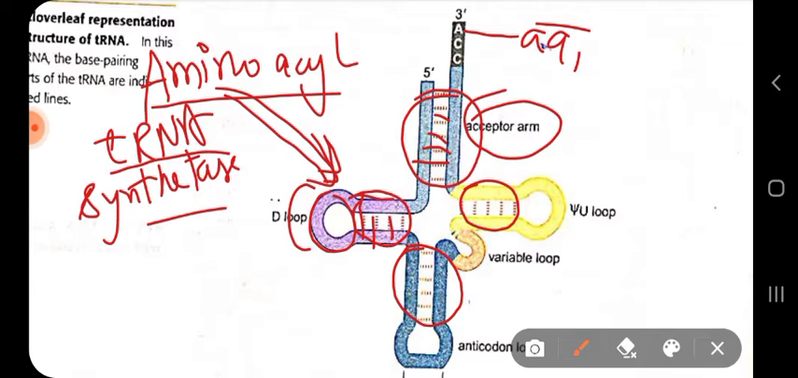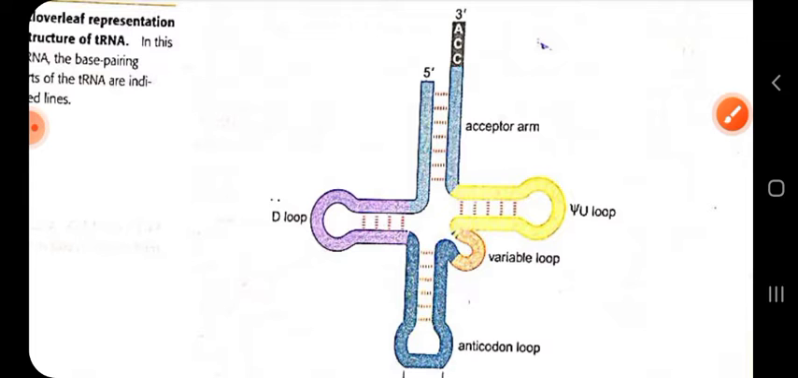We have also seen the T psi U arm. This T psi U arm has a ribosome binding recognition site. That means this region helps the ribosome to recognize the tRNA, bind to that site, and carry out the translation process. So this was about the cloverleaf model.